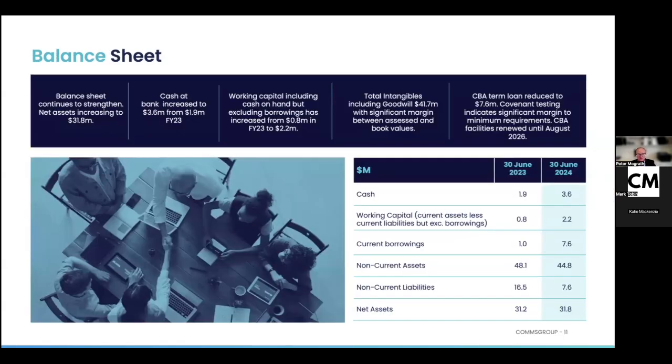On the balance sheet side of things, you can see there the cash at year end was 3.6 million. We have a loan facility with CBA drawn to 7.6 million, and that's been renewed until August 2026. But across the board, a strong balance sheet.